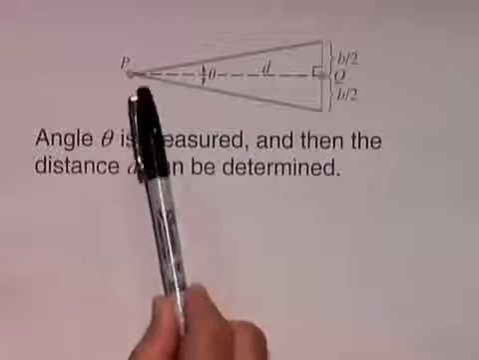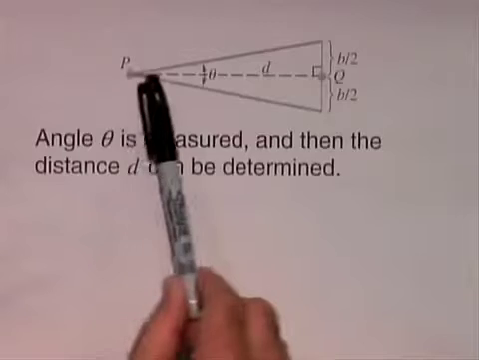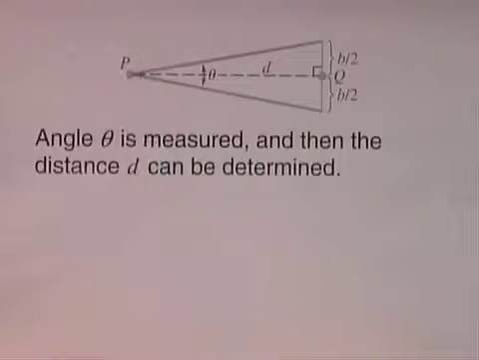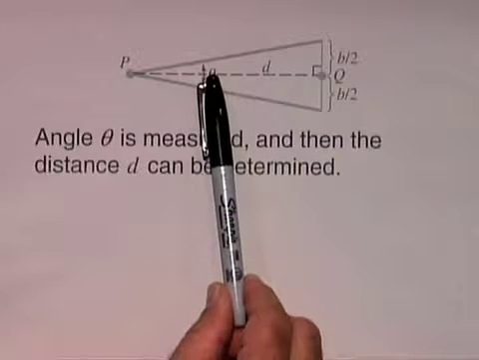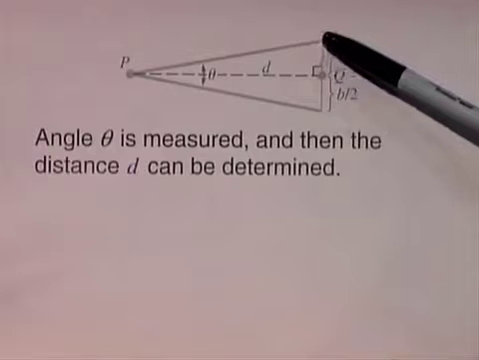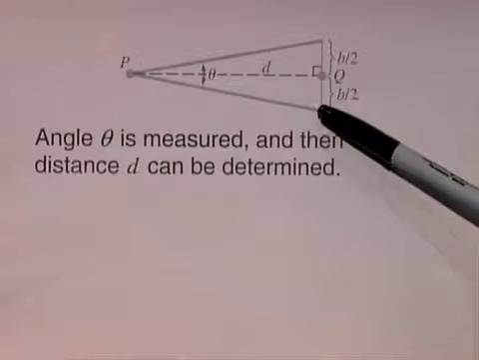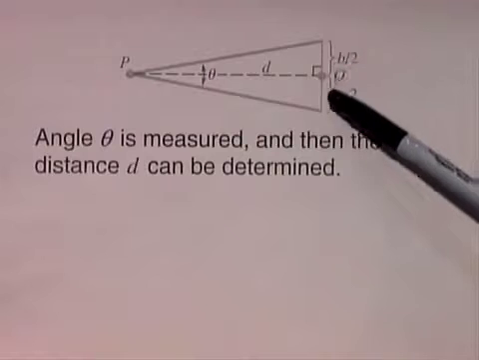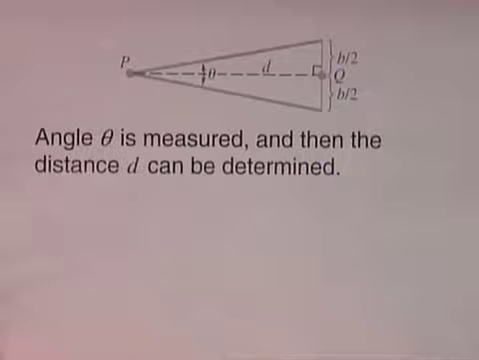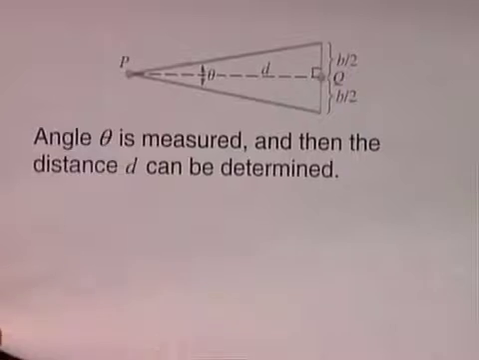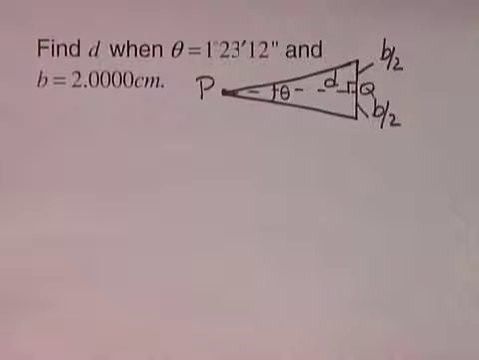Here we see points P and Q. The line of sight is right here. There is the distance d, the angle theta, and then notice that if this were side b in its entirety, each half would be b divided by 2, b divided by 2. Angle theta is measured, and then distance d can be determined using trigonometry. So let's take a look at an example.